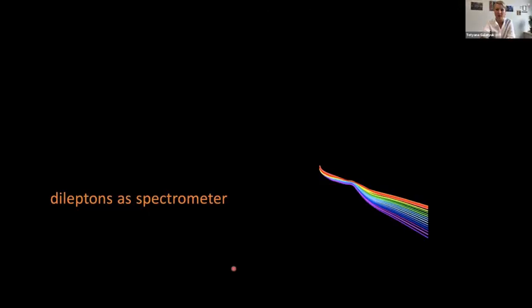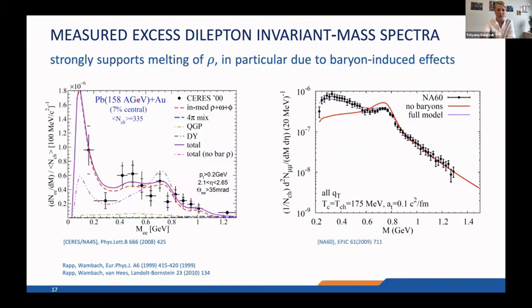And I start with dileptons as a spectrometer, showing you results of this model calculation together with the data measured at SPS energies. On the left-hand side, dilepton measurements from the CERES collaboration. On the right, muon measurements from the NA60 collaboration. With the two scenarios from the Rapp-Wambach spectral function, on the right figure you see the magenta curve, which includes the full calculation, and the red curve indicates what happens to this calculation if one excludes the interaction of the rho with the baryons. And this is, of course, clearly visible for both cases: without baryons, one has a hard time explaining the dilepton yield at low masses for both measurements.